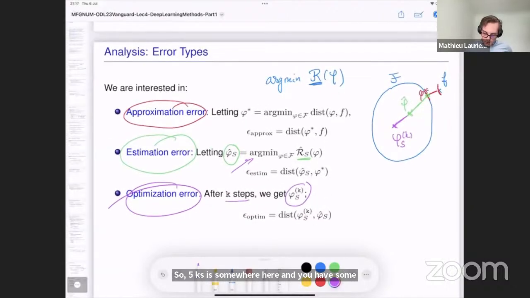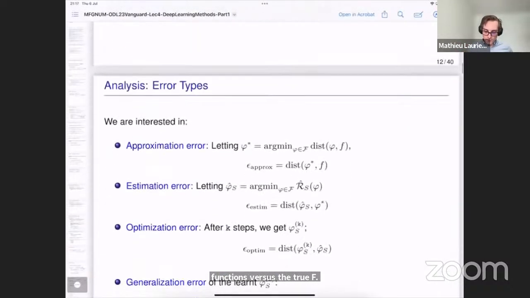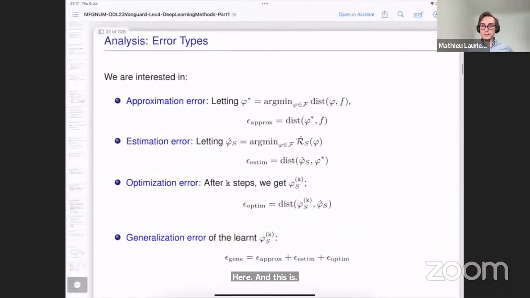And in the end, maybe you are interested in the total distance between this, the object that you really get as a result of your optimization with a finite number of steps, a finite number of samples, and a class of functions, versus the true f here. And this is what we call the generalization error.